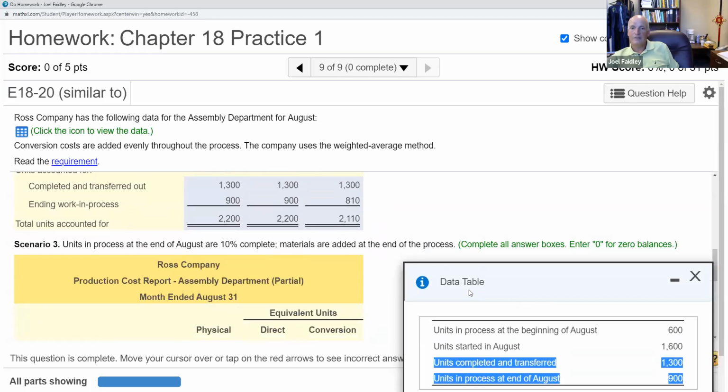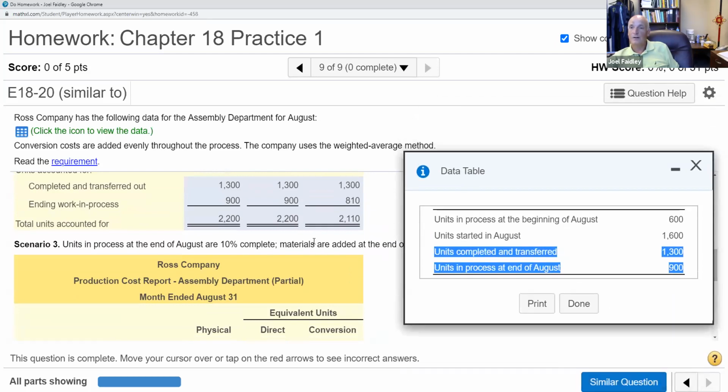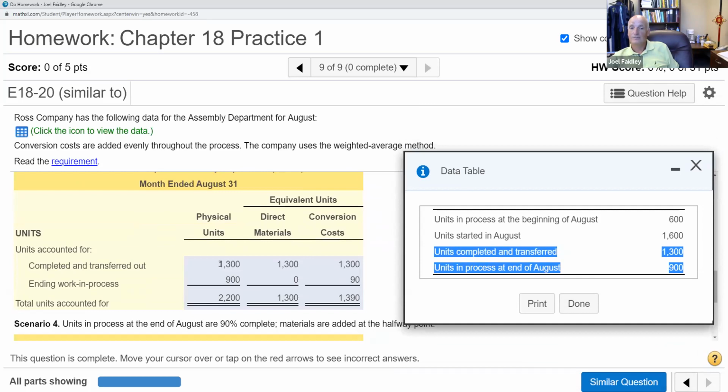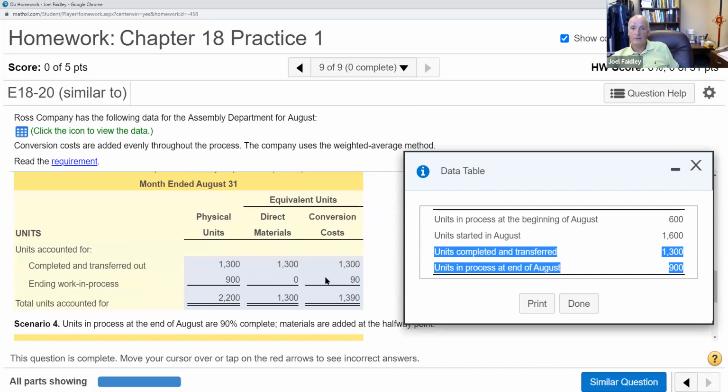Then this one says materials are added at the end of the process. All right, so that's going to be what? That's going to be 0. Same thing here for physical units. 1,300 is going to be 0 because the materials haven't been added. And 10% complete, 10% of 900 is 90 for conversion costs.